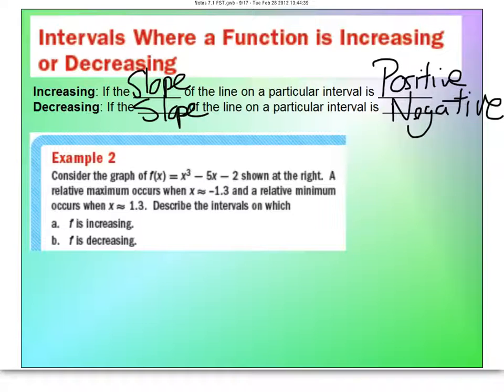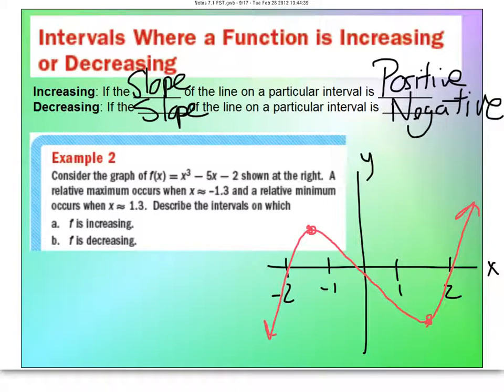So here's the first one. Consider this polynomial right here. By the way, third degree polynomial, leading coefficient is 1, the constant value is -2. And let me show you the sketch of what that looks like. Here's what the graph would look like. Now here's what they're telling us.